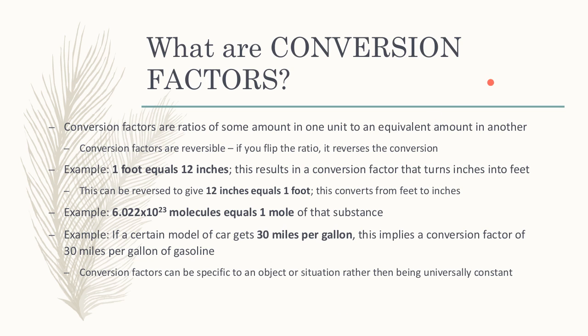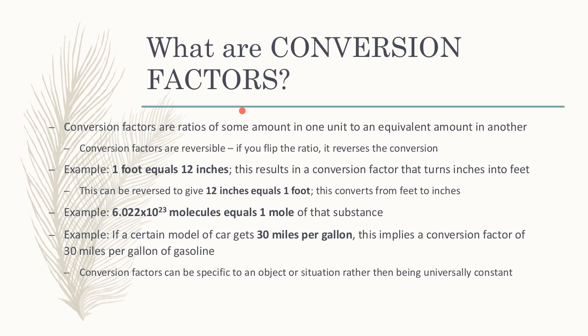So conversion factors are of critical importance to this technique. They're ratios of some amount in one unit to an equivalent amount in another unit. So conversion factors will essentially evaluate to 1. They don't actually change the value of the number, they just change how it's expressed. And in general, because of this, conversion factors are reversible. If you change which order the ratio is in, it converts the opposite units. A good example of this is that 1 foot equals 12 inches. This will result in a conversion factor that would turn inches into feet. You might write it as 1 foot over 12 inches. If you were to reverse it, you would get that 12 inches equals 1 foot, or 12 inches over 1 foot, or 12 inches per 1 foot. That would convert from feet to inches.